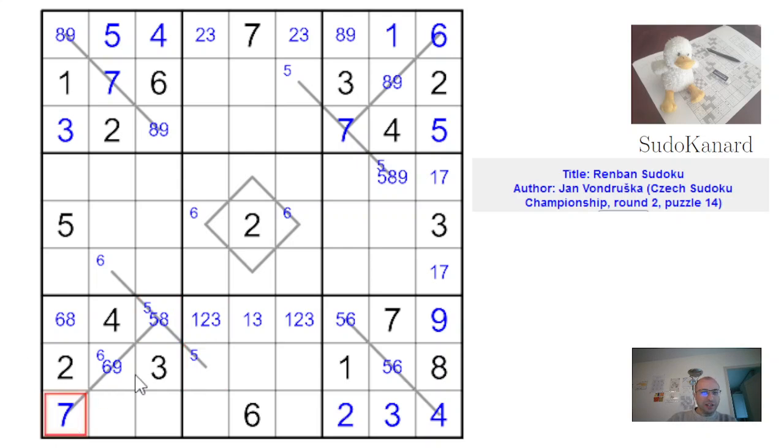So now 7 can't repeat on this Renban. 7 is not here, so on this row 7 is there. Nice. There has to be a 7 somewhere here, but I don't know where, and doesn't seem to be that useful.